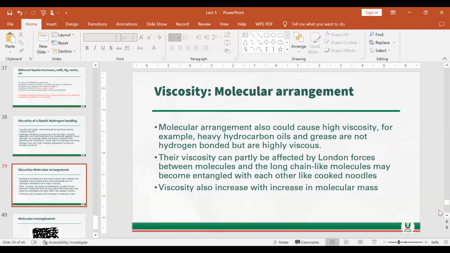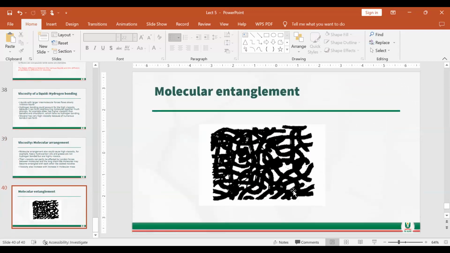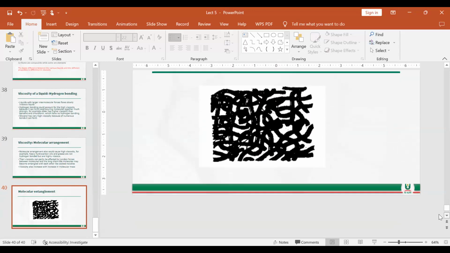Molecular arrangement also has an effect on viscosity. For example, heavy hydrocarbon oil and grease do not have hydrogen bonds, but are highly viscous. So it is the molecular arrangement that makes them viscous. Their viscosity can partly be affected by London forces, because the long chain-like molecules may become entangled with each other like cooked noodles. Viscosity also increases with increase in molecular mass. So you can see the factors that affect viscosity. Molecular entanglement can make a liquid more viscous than when the molecules are spaced out.